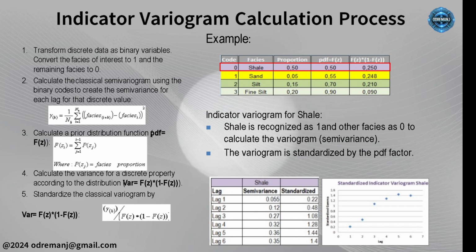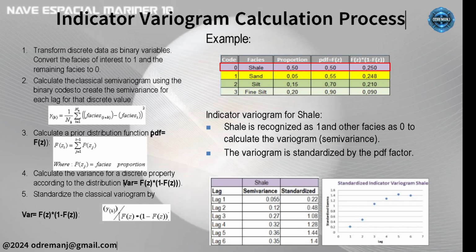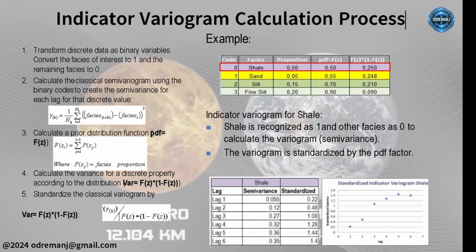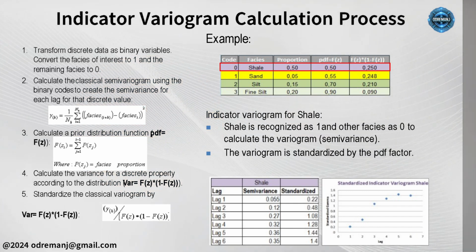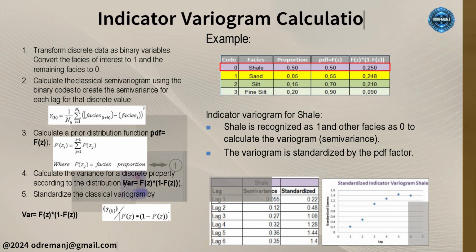The indicator variogram calculation process involves the following steps. Convert discrete facies data into binary form, setting the facies of interest to 1 and others to 0. Use these binary codes to calculate the semivariance for each lag. Compute a prior distribution function, PDF equals F(Z). Calculate the variance as var equals F(Z) times (1 minus F(Z)). Standardize the classical variogram by the same variance formula. This method is essential in modeling spatial continuity for each facies during simulations.